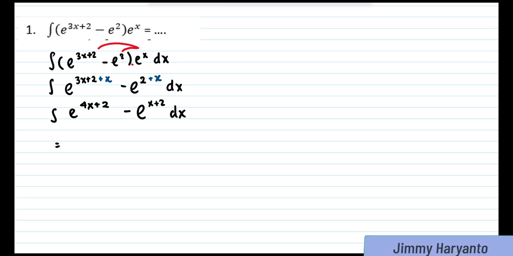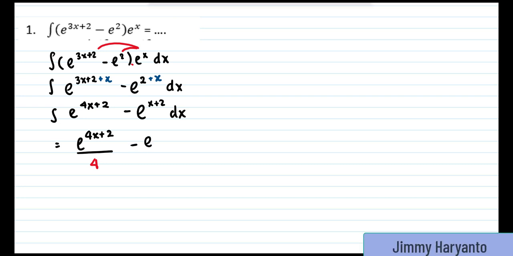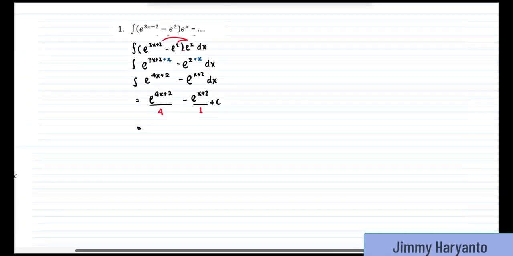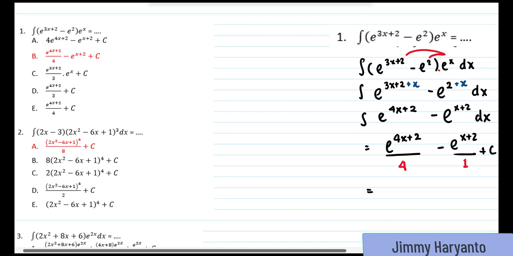And then we have to integrate it using the formula. For e, it will be the same, but you have to divide it by the coefficient of the x, which is 4. And then for this one, minus e to the power of x plus 2, you have to divide it by the coefficient of the x, which is 1, and then plus c. I think this is it. Let's try to check the option. The option is pretty similar with that one, yeah, so it's B.